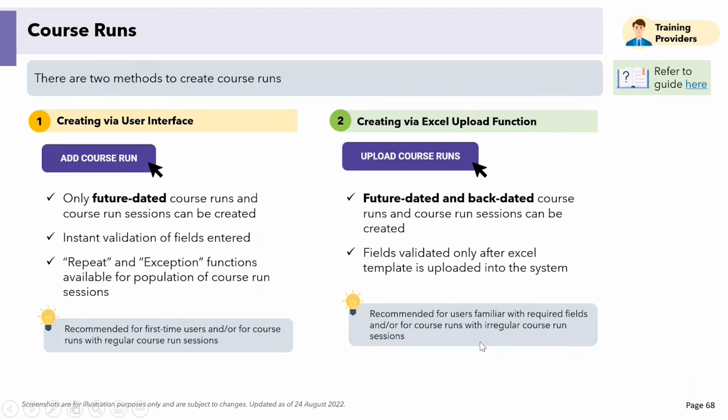And for users who are very familiar, who have already had a lot of experience uploading course runs, they can use the Excel function. It may be faster for them because they can quickly populate the Excel and then upload it onto the portal. And of course, if their course run sessions are very irregular, it's not like every Monday, Friday. Maybe some weeks it's on Monday, some on Tuesdays, and the timings are very different as well. Then using the Excel template might be easier instead of using the user interface, because they won't be able to use the repeat and exception functions if the sessions are very irregular.